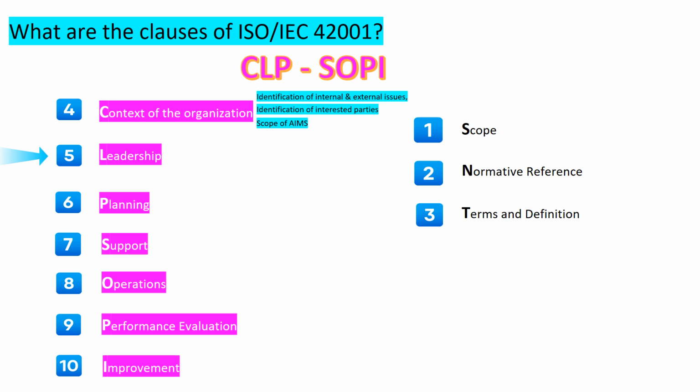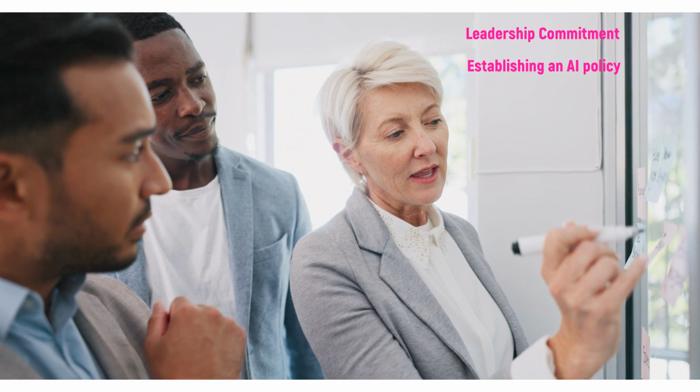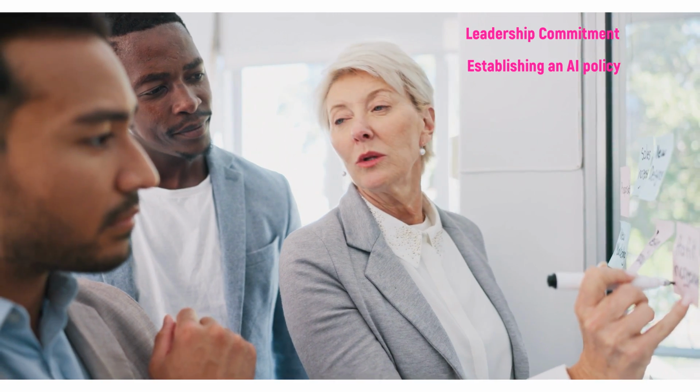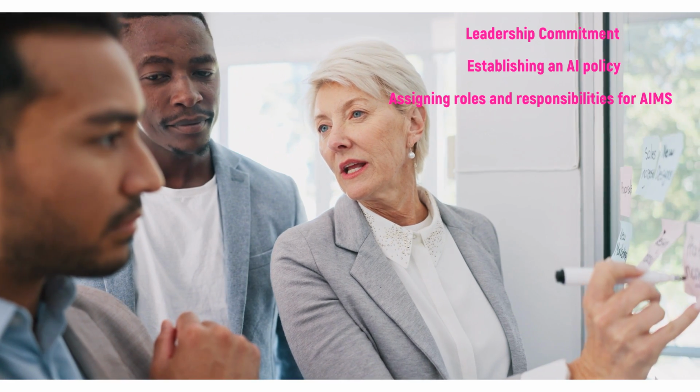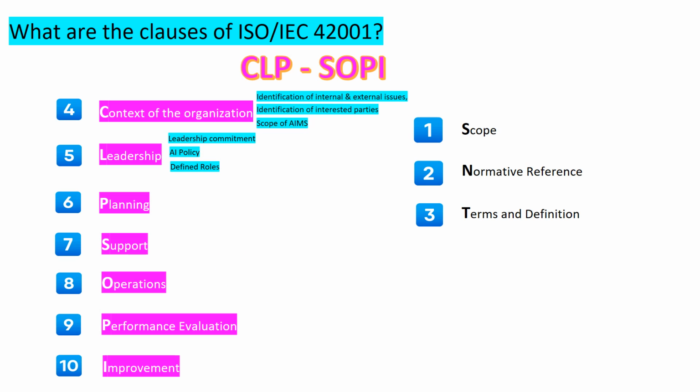Let us now move to leadership. Leadership requires top management to provide the leadership and commitment to AIMS, establish an AI policy and ensure it is communicated within the organization and to relevant stakeholders, and to have well-defined and assigned roles and responsibilities for AIMS. We will discuss in detail how to implement the same in our subsequent lectures.